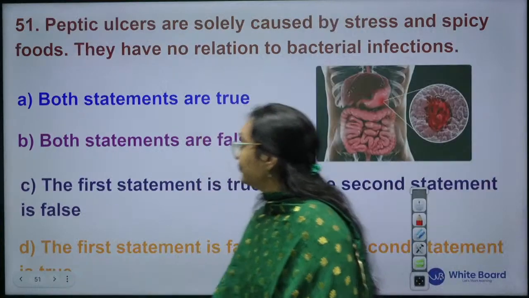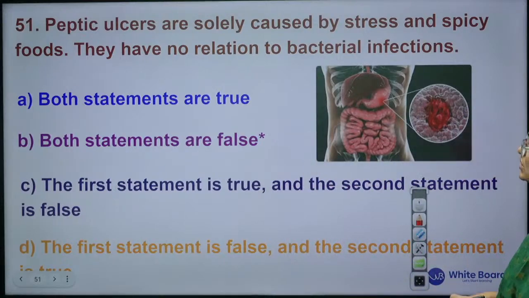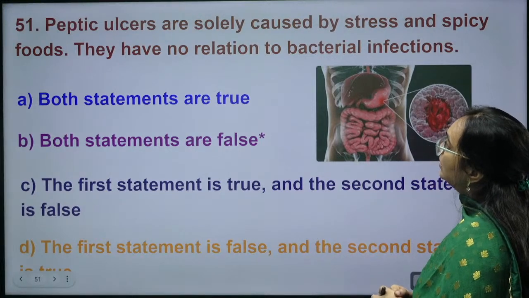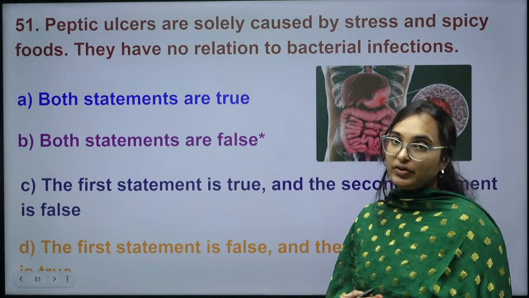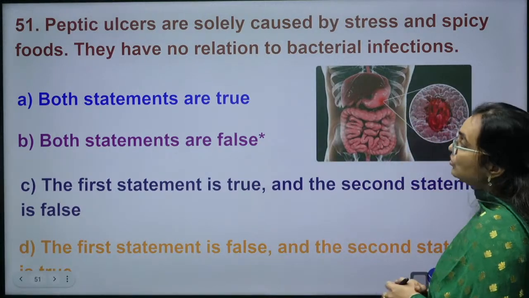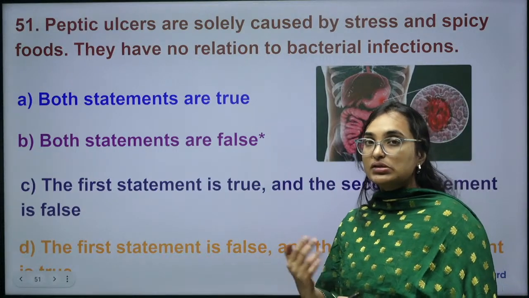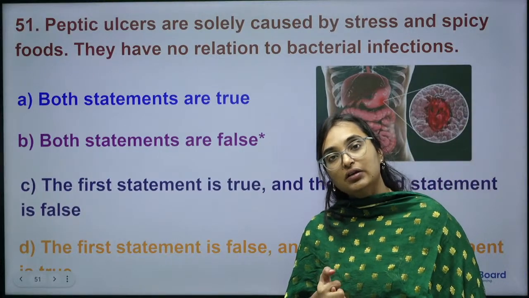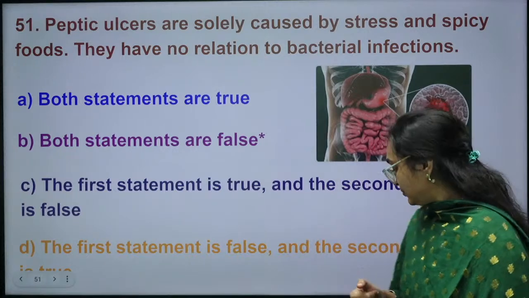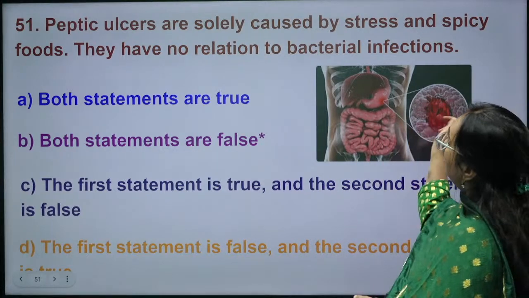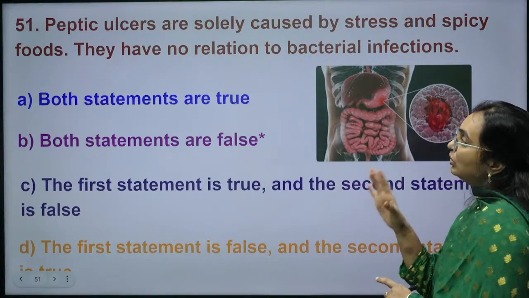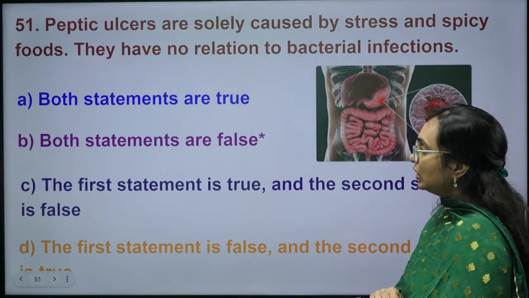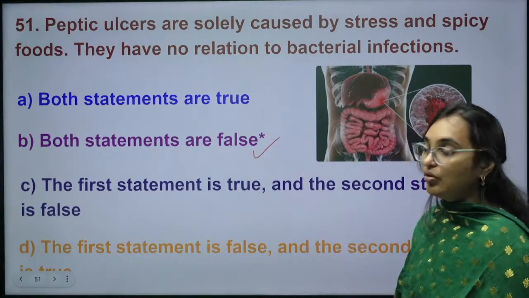Next question. Peptic ulcers are solely caused by stress and spicy foods? No. Not solely, because they are also caused due to bacterial infections. They have no relation to bacterial infections? No. Just now we discussed, peptic ulcers are caused due to spicy foods and stress conditions, and also due to bacterial infections like Helicobacter pylori infection. That is why peptic ulcers solely caused by stress and spicy foods is wrong. Solely means exclusively. Okay, it is wrong. They have no relation to bacterial infection is also wrong. So, here answer is B. Both statements are false.